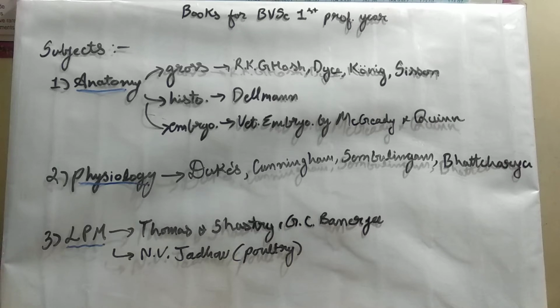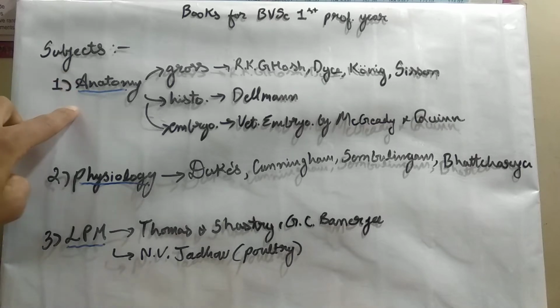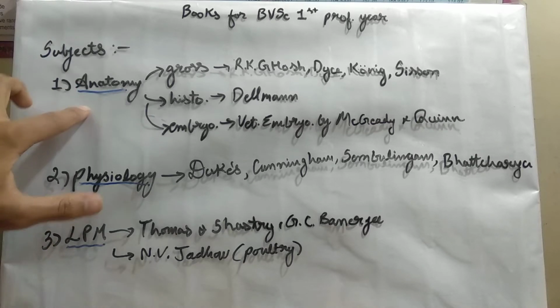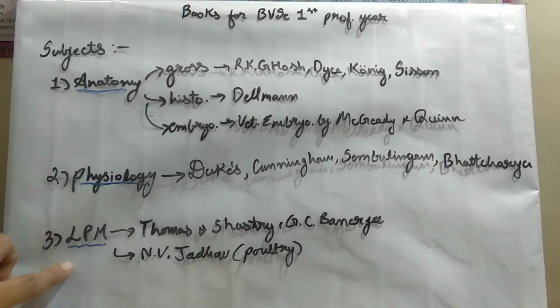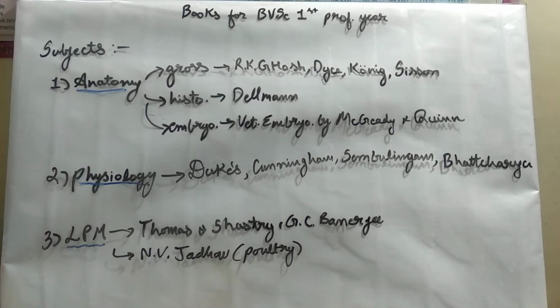Hello everyone, today we are going to take a look at the books for first year BVSc. First we have to know what the subjects in first year BVSc are. In the first year of vet school, you will have three subjects: anatomy, vet physiology, and LPM, that is livestock production and management.